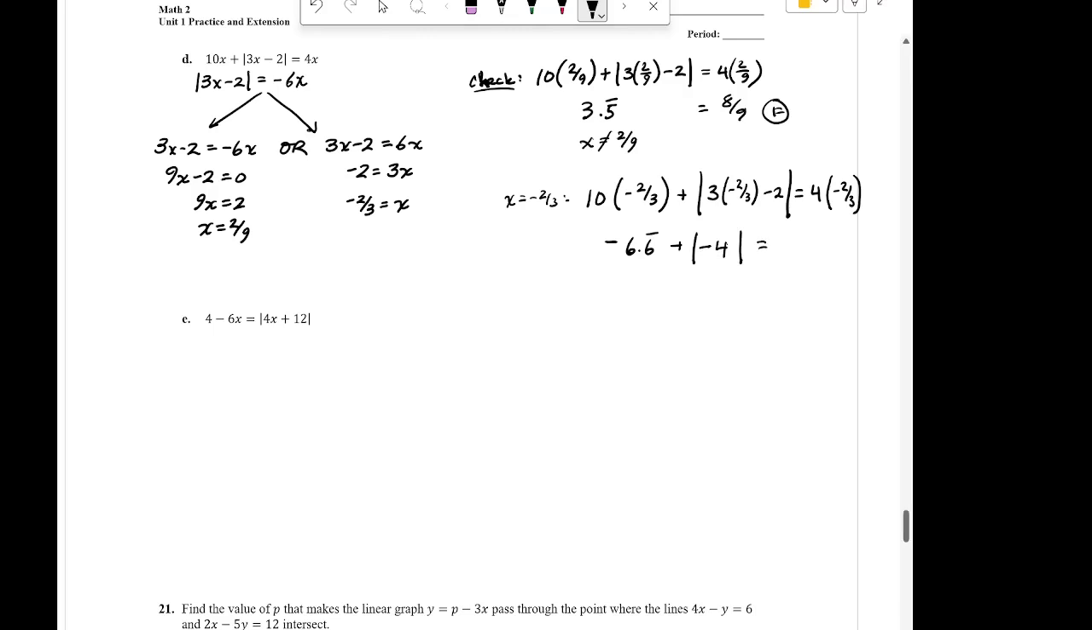And this will be negative 8/3, which is negative, whoops, I'll turn that into a decimal for you. It's negative 2.6 repeating. Okay, so this is really negative 6.6 repeating plus the absolute value of negative 4, which is 4, which is negative 2.6 repeating. So this one checks out. So this answer is valid.